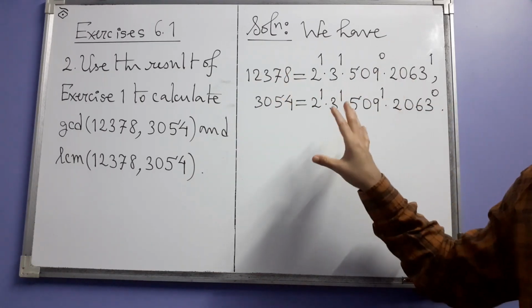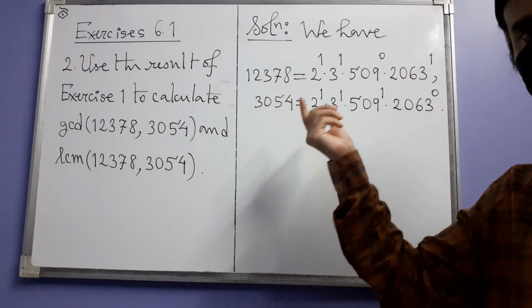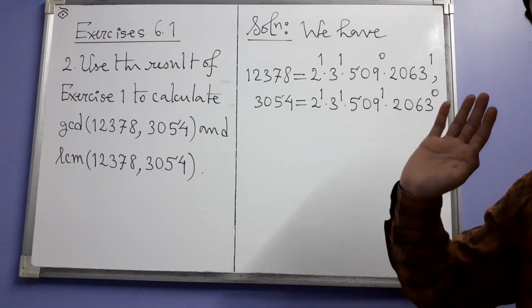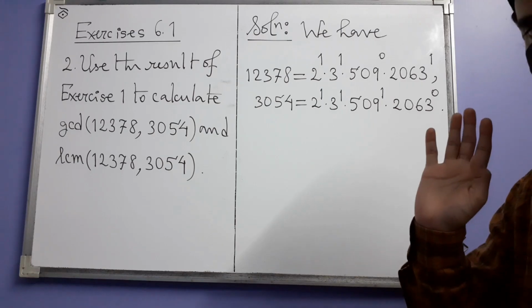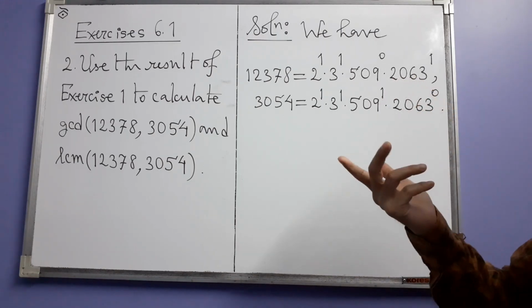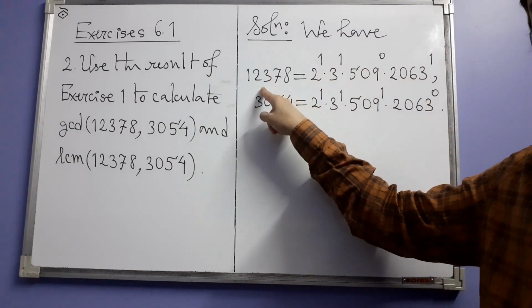However, to maintain consistency and to create the situation of exercise 1, we have decided to include 509 in the prime factorization of this number. Normally we won't do that. And then 2063, this is also a prime, to the power 1. It turns out that this product is equal to this.